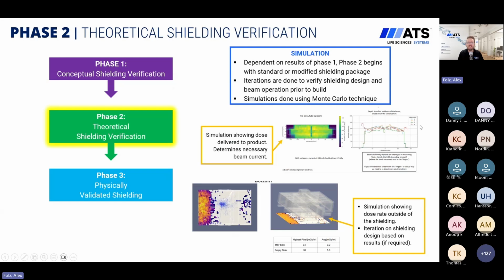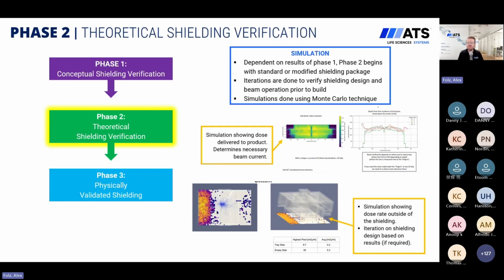Coming out of that step, we're getting into theoretical shielding verification. Depending upon results of the previous phase, we're going to be starting with the standard or modified shielding package as we get into simulation here. For simulation, we're using a Monte Carlo technique, and we're iterating on the shielding design with the expected beam operation prior to build and procurement of all the shielding.